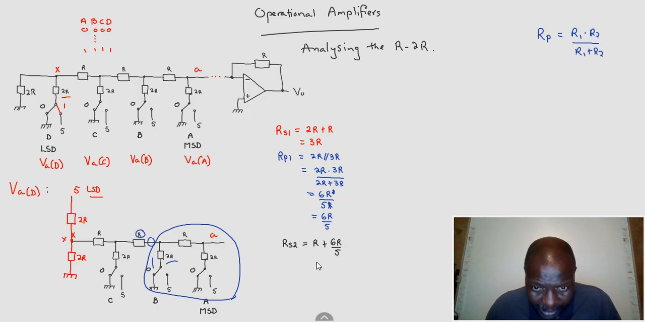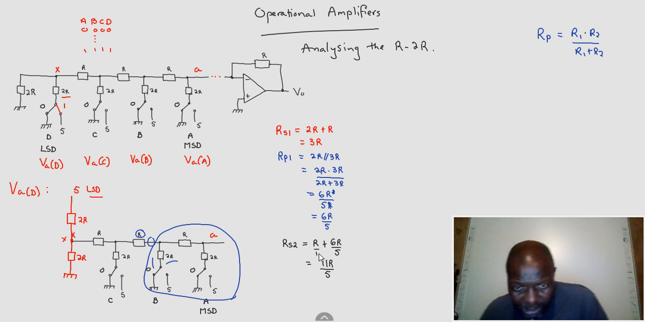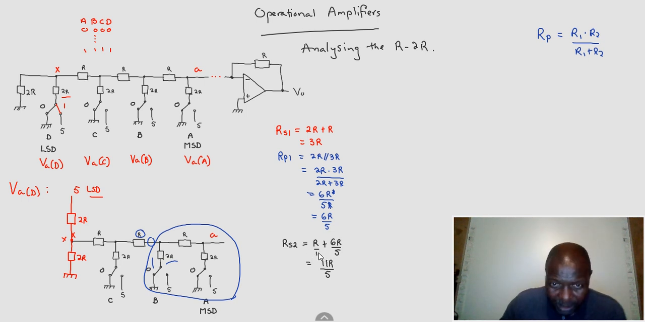And that R is the same as R over 1. So if we make it both over 5, it's going to be 5R. 5R plus 6R is 11R. They are both over 5, so it's now 5. All I did was, once I changed that to 5, this must be 5 times bigger. If the denominator becomes 5 times bigger, the numerator must go 5 times bigger as well. So this will be 5R plus 6R, which is 11R over 5. So that is that. I don't think there's anything difficult so far.